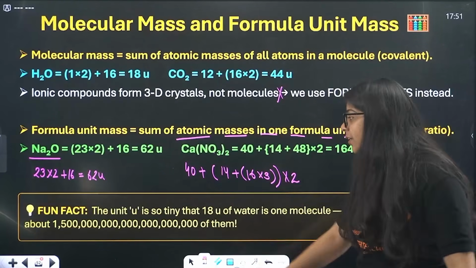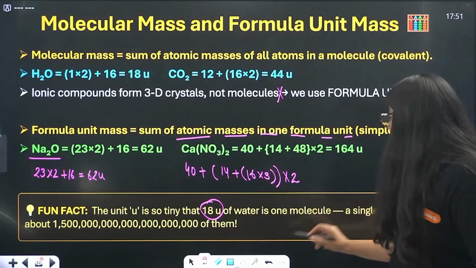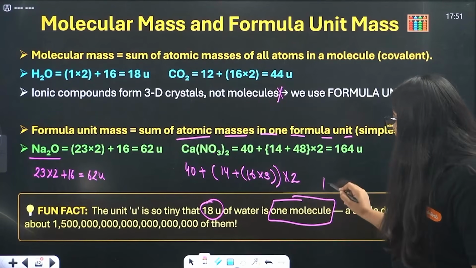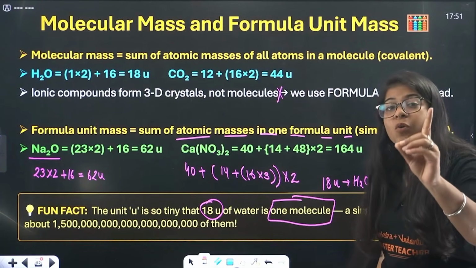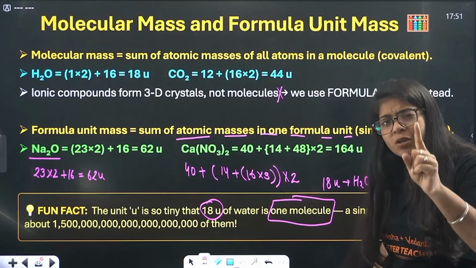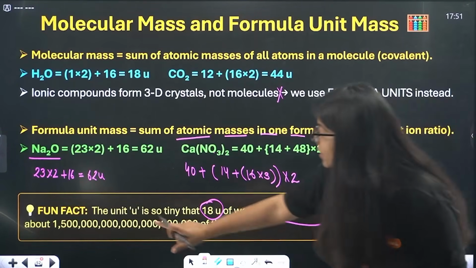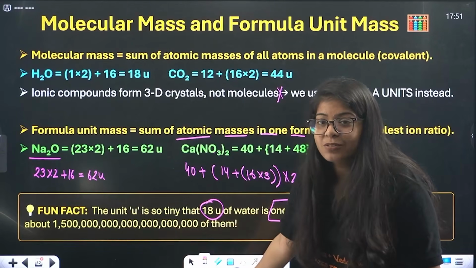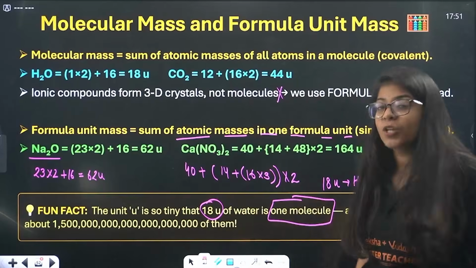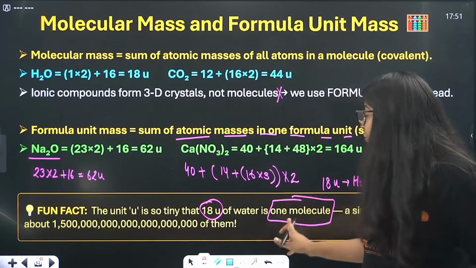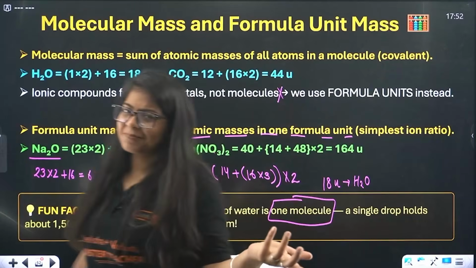Done? Fun fact: the unit U is so tiny that 18 U of water is 1 molecule. 18 U is the mass of 1 water molecule. How much water do we drink? We don't even realize. A single drop holds about, just look at the zeros, how many? A single drop of water has these many molecules of water, and each of these molecules of water has 18 U of molecular mass. So that's interesting, right?